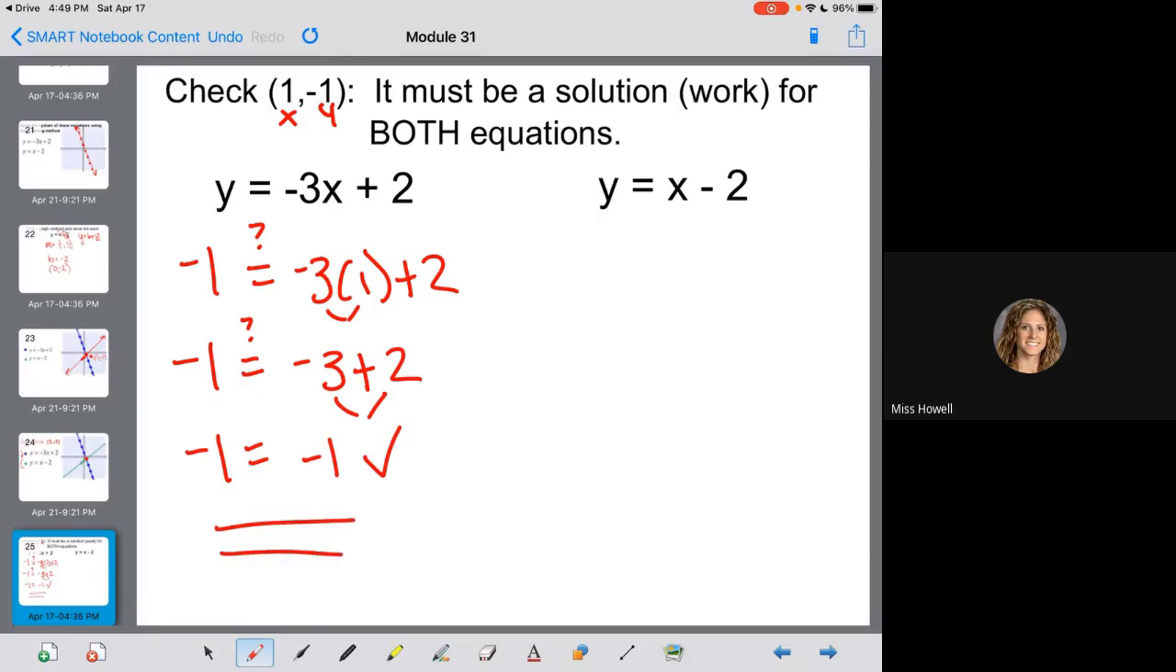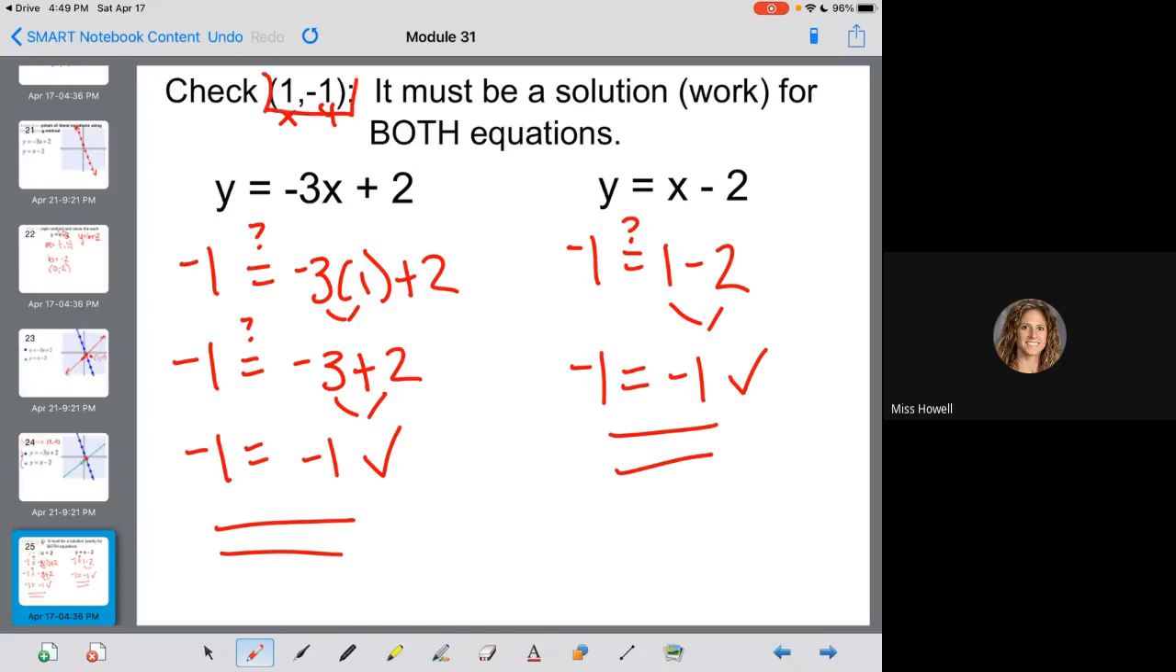But remember, it has to work for both. It has to work for all parts of the system, not just one. So -1, does it equal our 1 minus 2? -1, yep, it works. We're good. All right, it worked in both for both lines. So we know that that's the place that is shared by all parts of the system, which is called the solution. So good, final solution here of (1, -1).